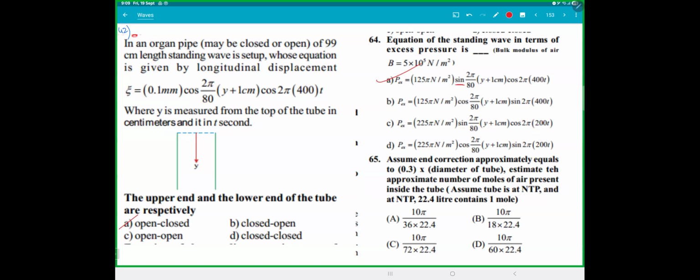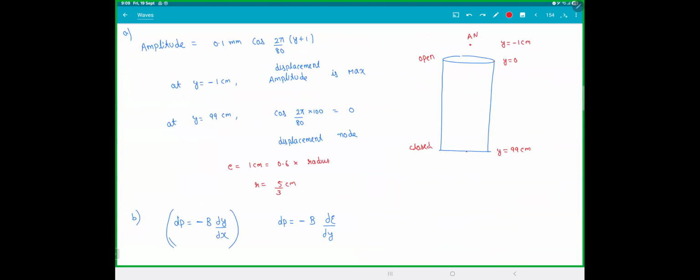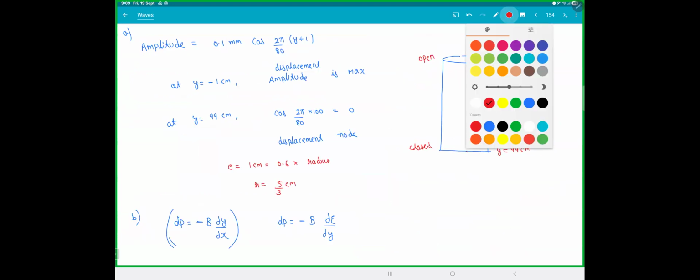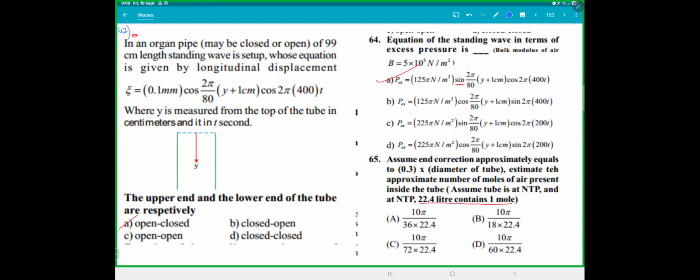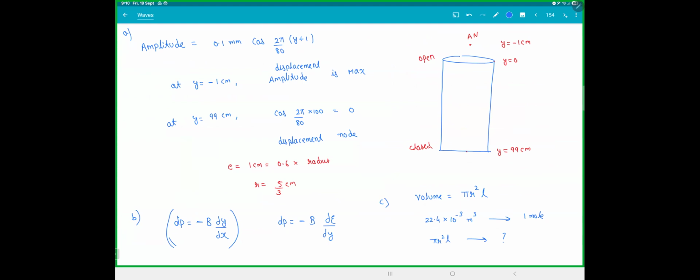And what about this thing? 22.4 liters contains 1 mole. This is the reason why you need the end correction. The volume of this cylinder will be pi r square L. So if 22.4 liters, 1 liter is 10 power minus 3 meter cube, gives you 1 mole, then pi r square L will give you how many moles? That's your third question. Clear with that? You know the length of the pipe and you'll get the radius of the pipe from the end correction. This is how they can play around. D.